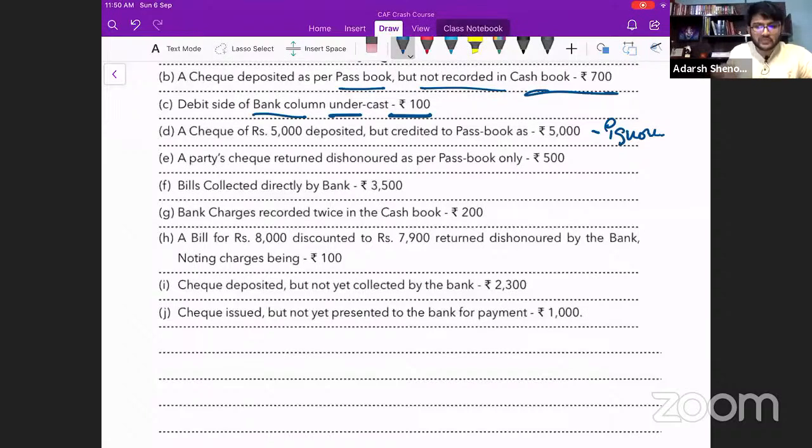Give a note if you want later on, saying that there's no error, there is no cause of difference, there's no difference in the cash book and passbook because of this. A party's check returned dishonored as per passbook only.